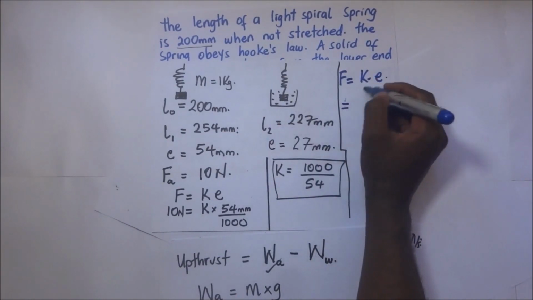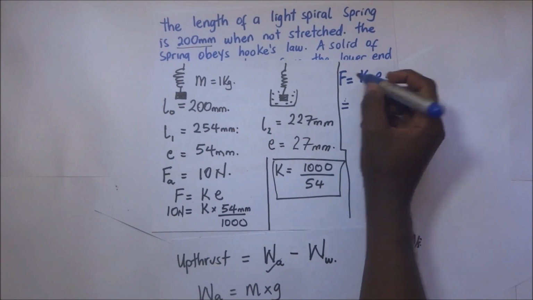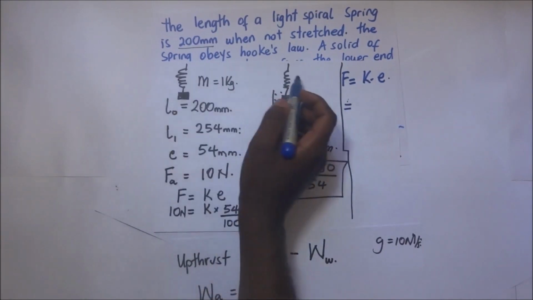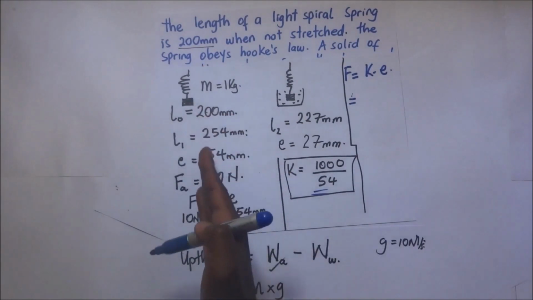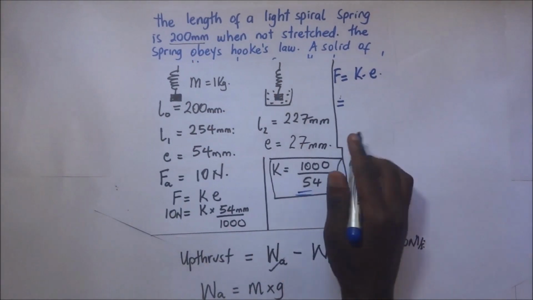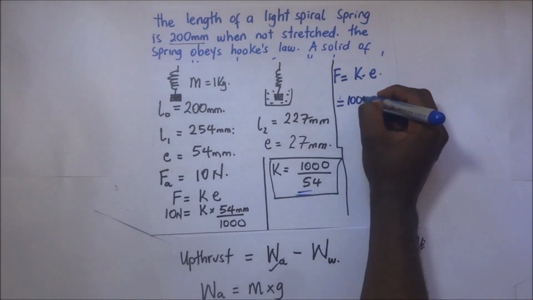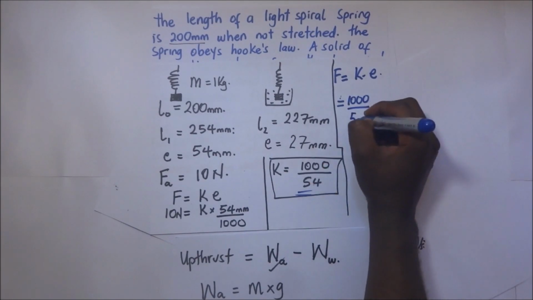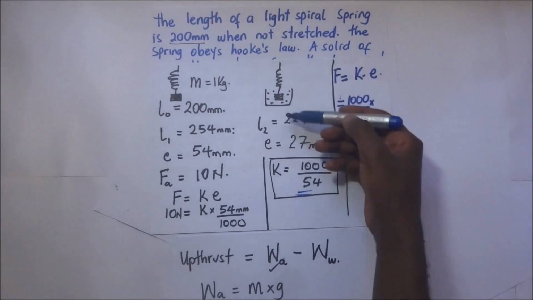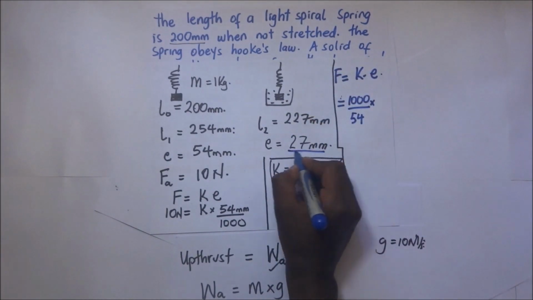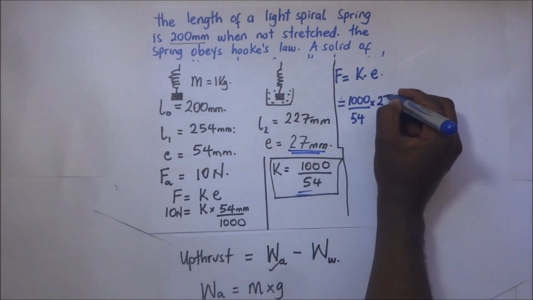So this is going to be given by what is the spring constant K. Since it's the same spring, it means that this constant K we got here is the same here. So the value of K here, we said it's 1,000, divided by 54, multiplied by the extension. The extension, when it was dipped in water, we got as 27. So it is 27 millimeters.